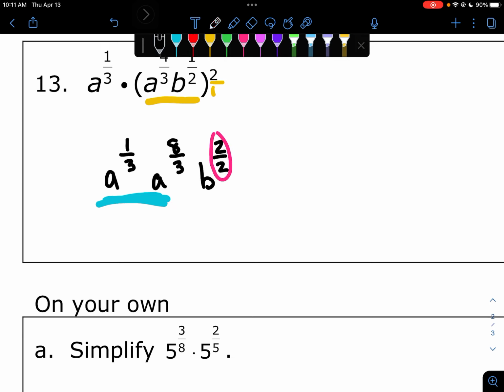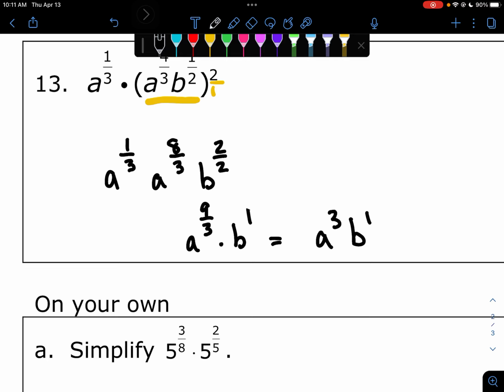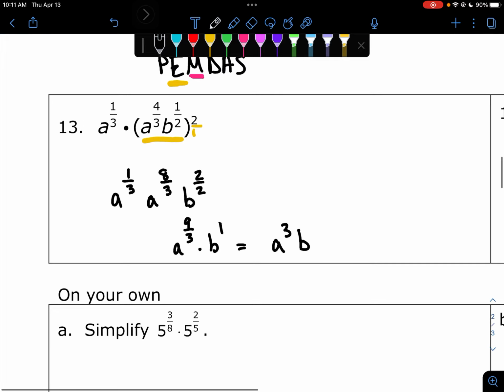So let's take a look at these A's. Since they have a common denominator, I can just add. So this is 9/3, the denominator stays the same, and this is B to the 1st. Lastly, I can reduce this fraction, and I get my final answer to be A to the 3rd, B to the 1st. But you don't need that first power, so you can also just leave it like this.